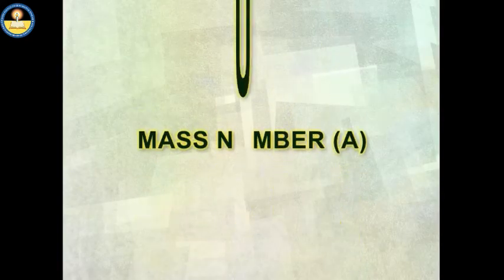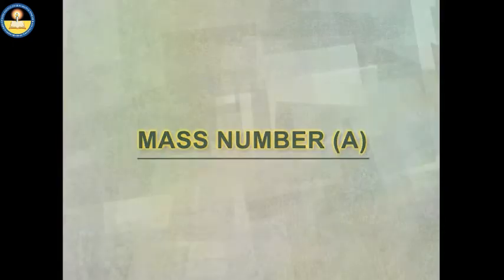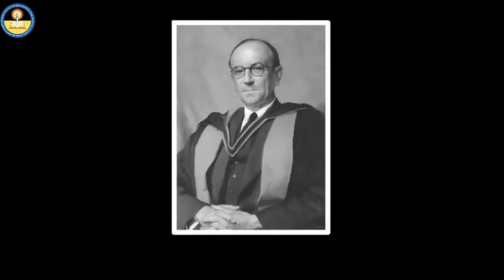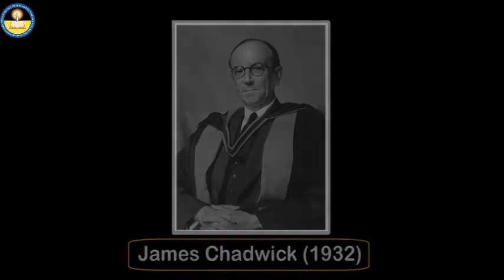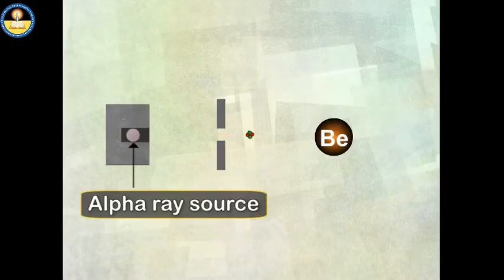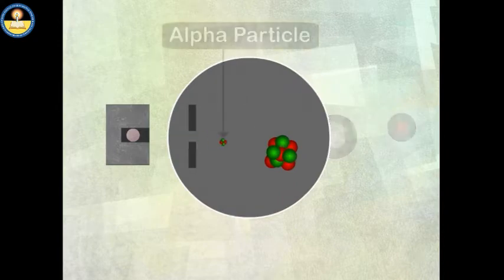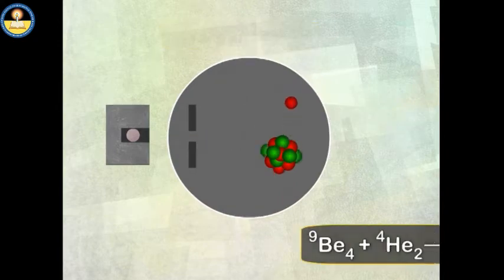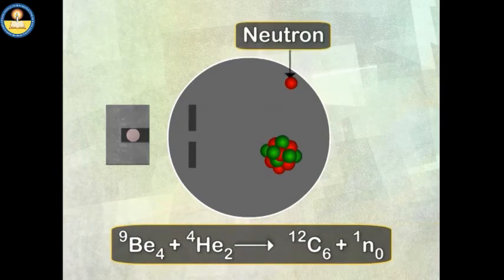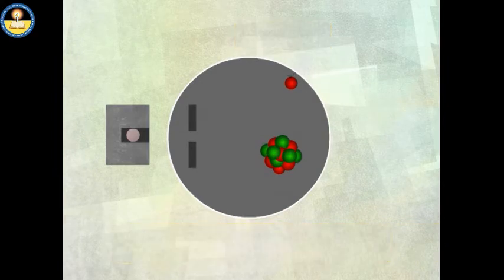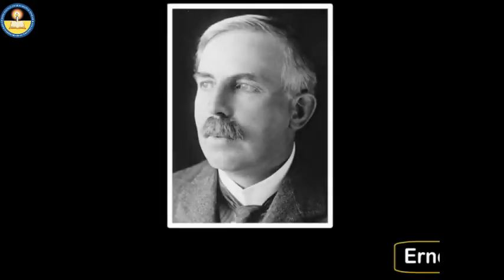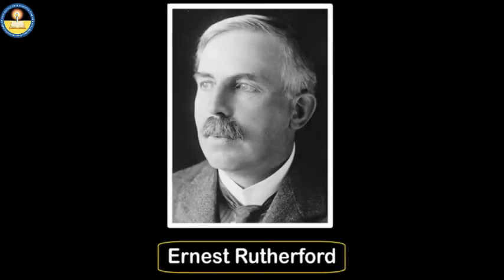Let us now learn about the mass number. The discovery of neutrons by Chadwick made it quite clear that the nucleus of an element has protons and neutrons, as well as an explanation of emission of negatively charged beta particles from the nucleus and also the mass of an atom. The original prediction by Rutherford proved to be correct.